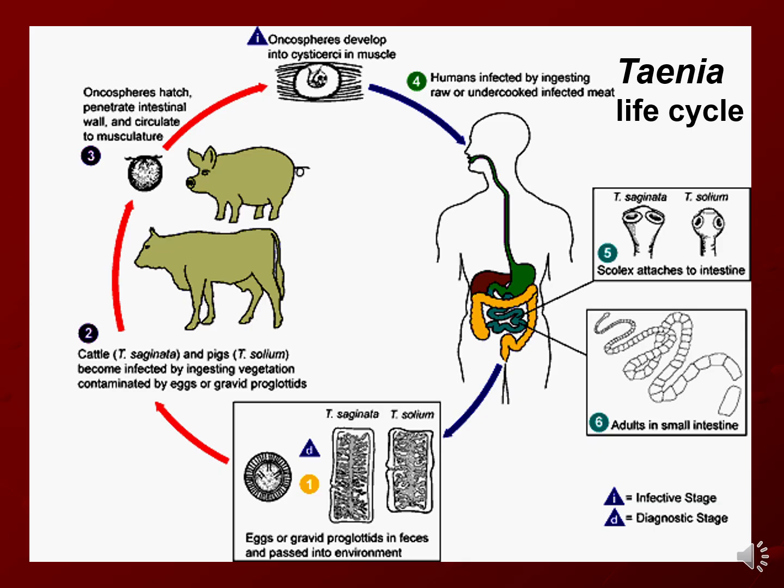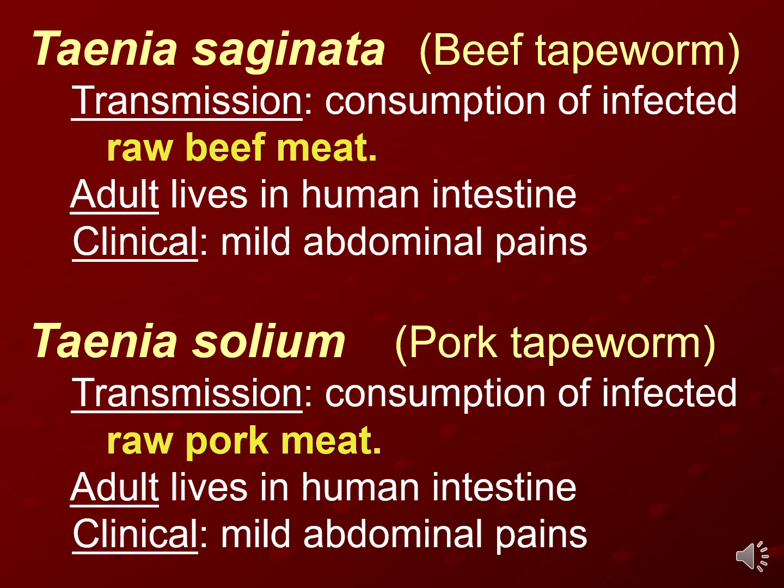Those eggs, if the human stools containing them contaminate pastures of those animals, the pig and the cow, then while they are grazing or foraging for food, they may ingest those eggs, which develop into cysticercae in their meat, and hence the cycle will be completed.